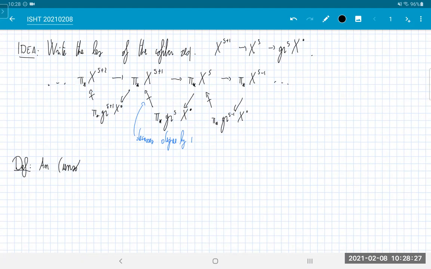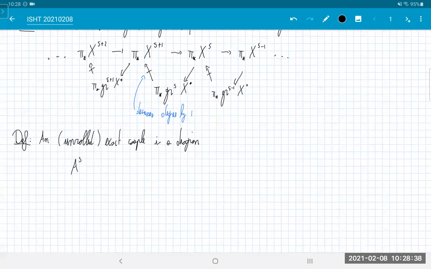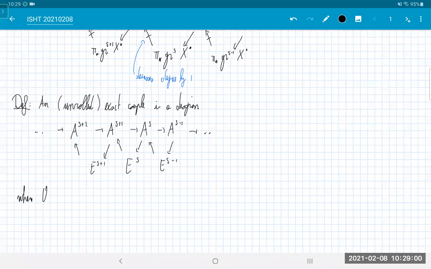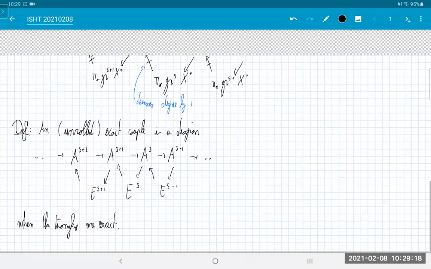So, unrolled, an exact couple is a diagram in this form: A_{s+2}, A_{s+1}, A_s, A_{s-1}. And here we have a group I'm going to call E_{s+1}, E_s, where the triangles are exact. In general, these objects will be some kind of graded abelian groups, and the maps will be homogeneous maps of some degree. You can see this is exactly the kind of structure we had here.